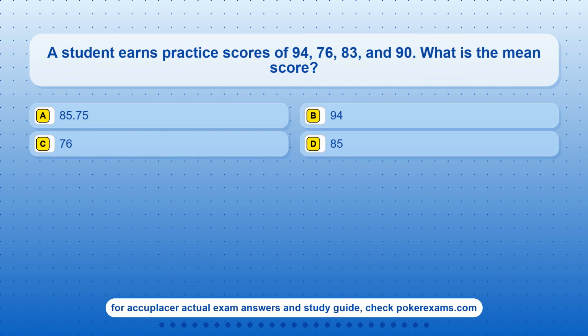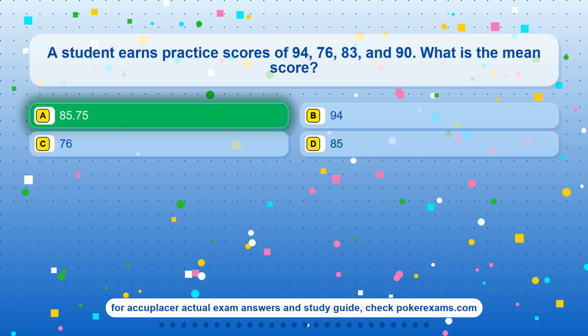Question 24. A student earns practice scores of 94, 76, 83, and 90. What is the mean score? Option A, 85.75. Option B, 94. Option C, 76. Option D, 85.